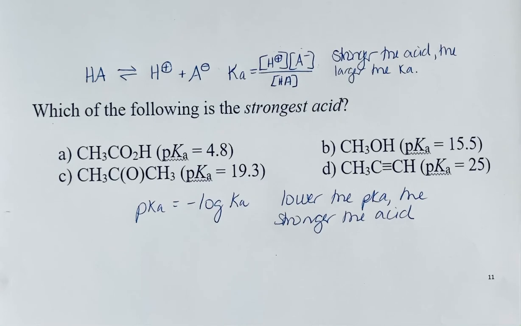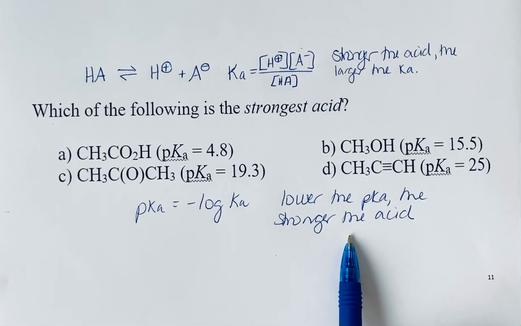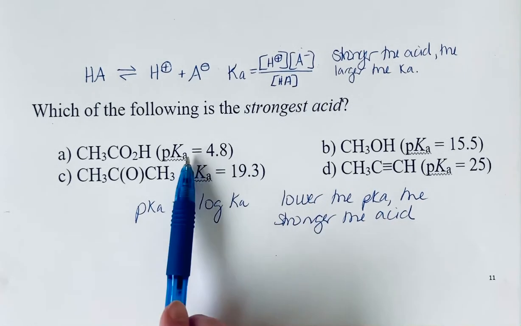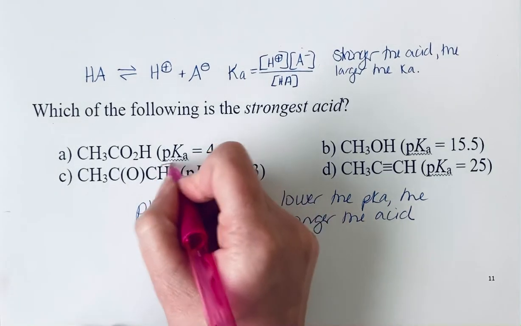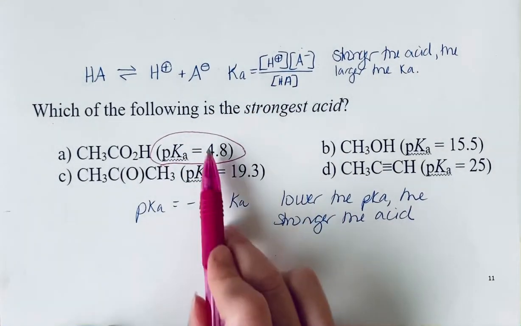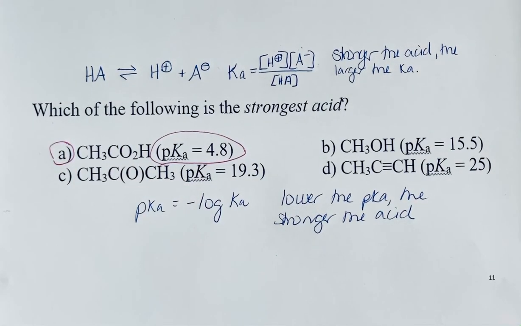And so in this case, if we're given pKa values, as long as we know this relationship, we should be able to easily pick out the lowest number. And so if we compare, we will find this first option A is the smallest pKa value that we have, right, compared to the others. And so that is the strongest acid.